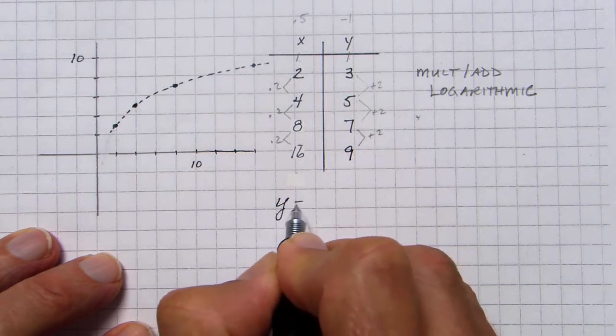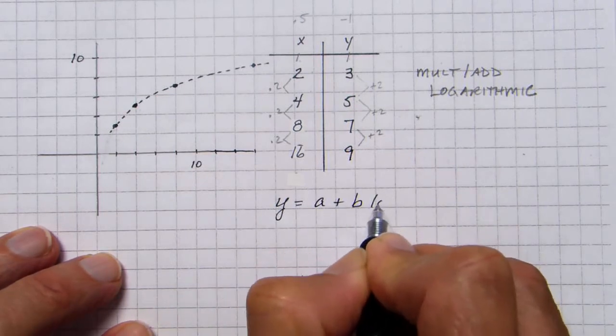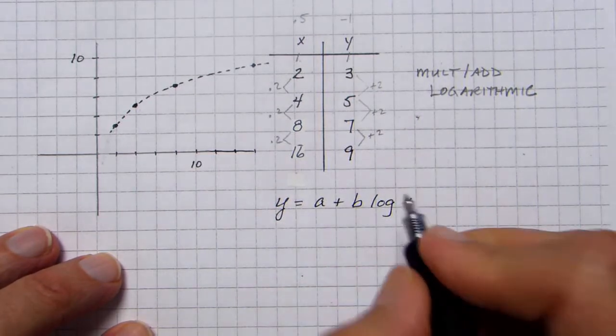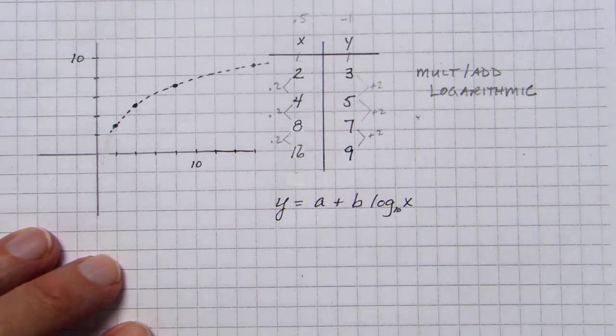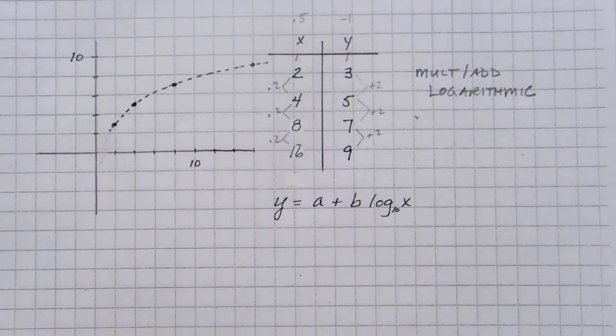It's y equals a plus b log x. And the logarithm I'm using is the common logarithm, the logarithm with a base of 10. You could really use any base you want with logarithms, but to keep things simple at the start, we'll stick with a logarithm base 10. It's probably the easiest one to get to on our calculator. And our task is to figure out what a and b are.